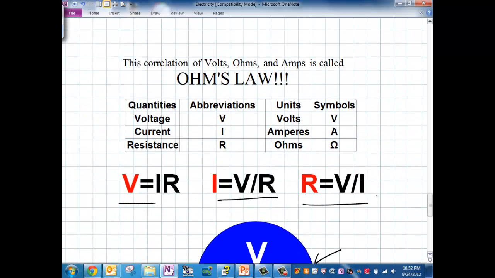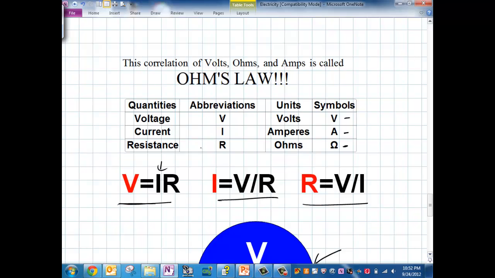What we have here is voltage shown as V in the equation written here, current written as I, and resistance written as R. Now the symbol for volts is just V. For amps we have A, and ohms is an omega symbol. That's how we write it out when we write the entire equation out itself. But V, I, and R is how we abbreviate voltage, current, and resistance.